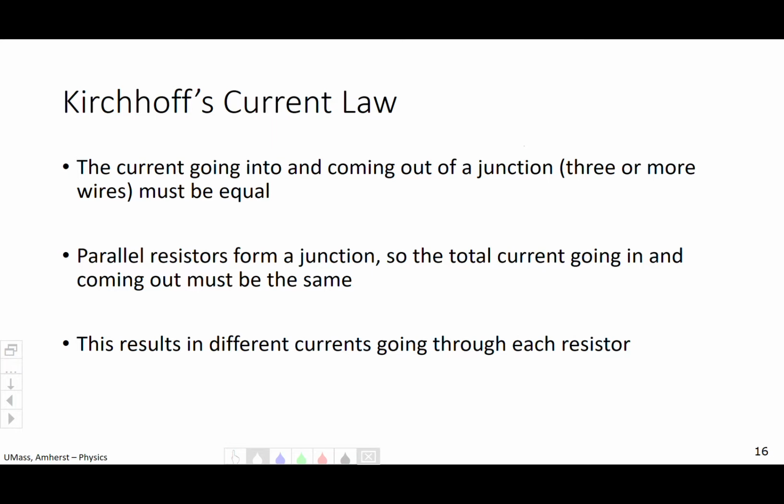Okay? This means that different currents are going to go through each resistor, right? But the total amount of current must remain the same. And if it doesn't, that'll be a sanity check. If you add up the total current going into and coming out of the junction and it's not equal, then you know you made a mistake.